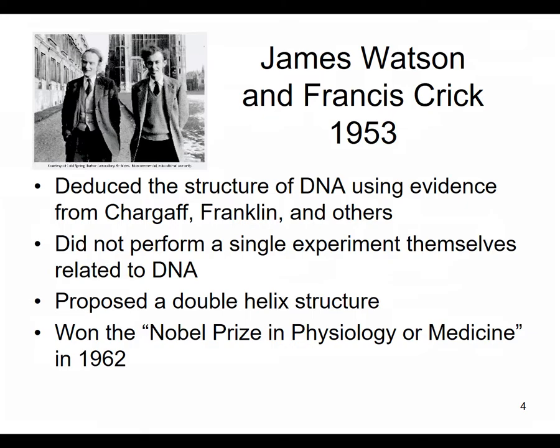In 1953, James Watson and Francis Crick, pictured here, working in the United Kingdom, figured out the structure of DNA, but they didn't do any experiments themselves. They used the evidence that they gathered from others to propose a double helix structure for DNA. There were other scientists working on this at the time, but they came up with a structure that was consistent with all the data, and eventually won the Nobel Prize in Physiology or Medicine in 1962.